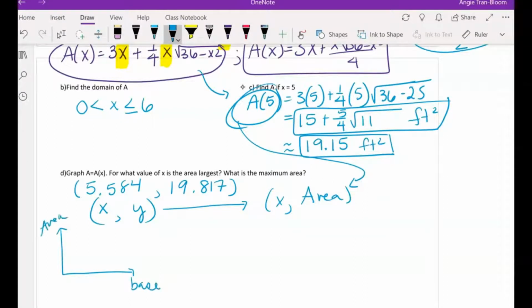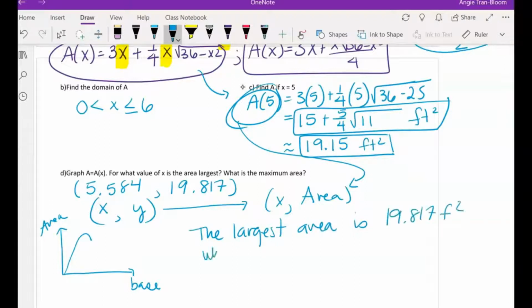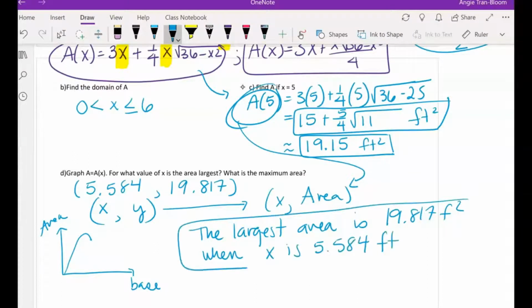I don't need an exact curve. I just need you to do that sketch. Then answer the middle part. For what value of x is the area the largest? What is the largest area? The largest area is 19.817 feet squared when x is 5.584 feet. You can write both answers using one complete sentence.